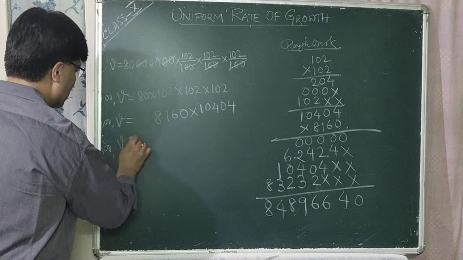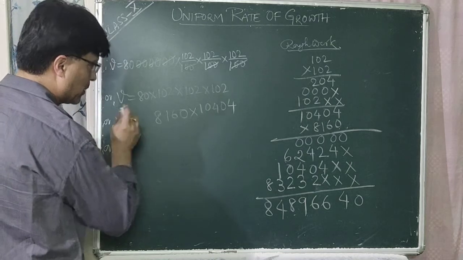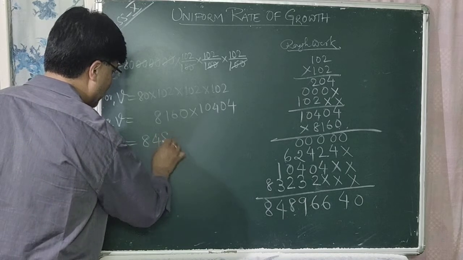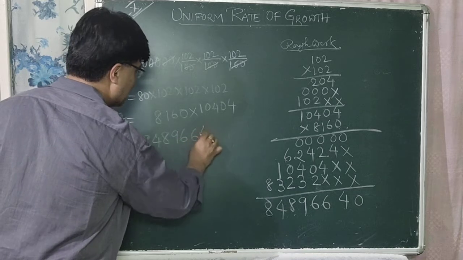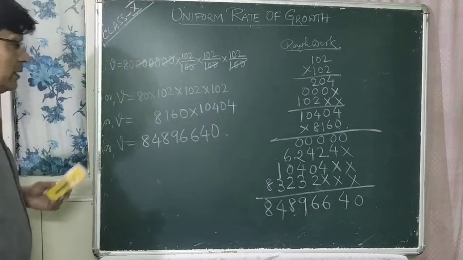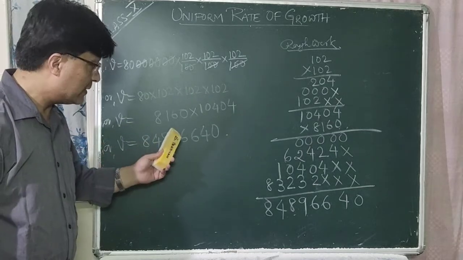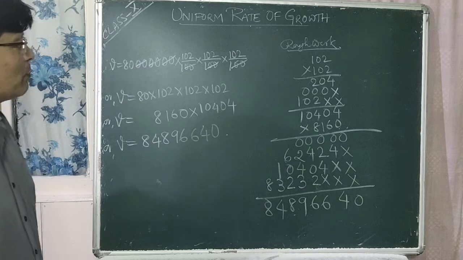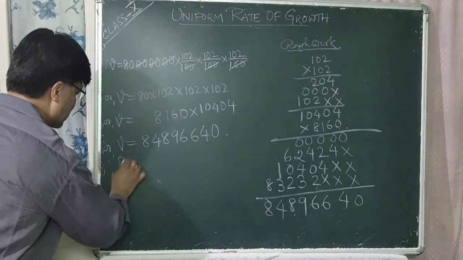Or B is equal to what? 8 crore 48 lakhs 96,640. So what is the population of the village after 3 years? So this is the answer.